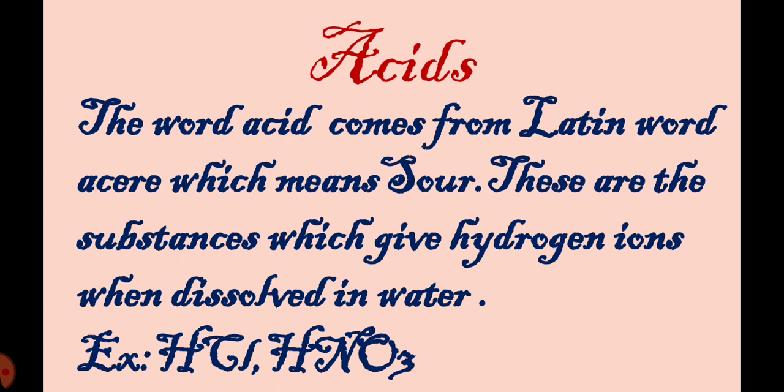The word acid comes from the Latin word acer, which means sour. These are the substances which give hydrogen ions when dissolved in water. For example, HCl, that is hydrochloric acid, and HNO3, that is nitric acid. All the acids contain hydrogen in them. Hence, when dissolved in water, they give hydrogen ions.